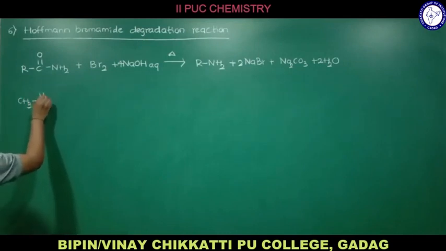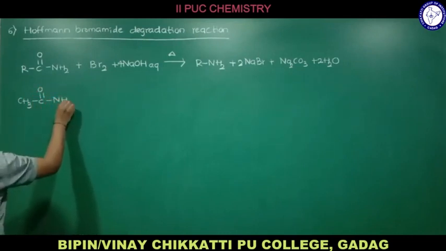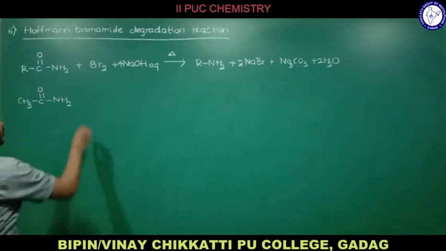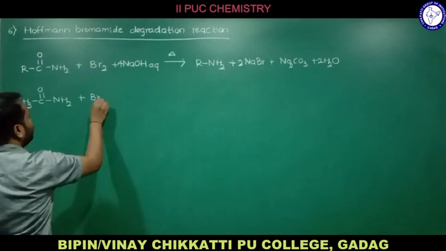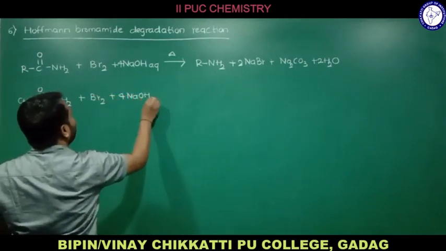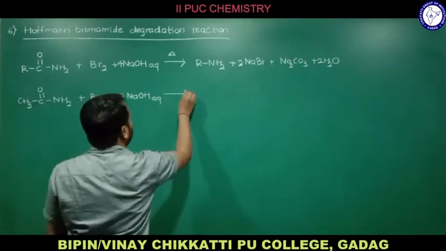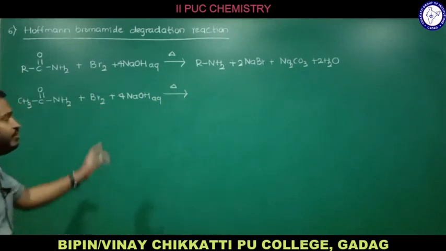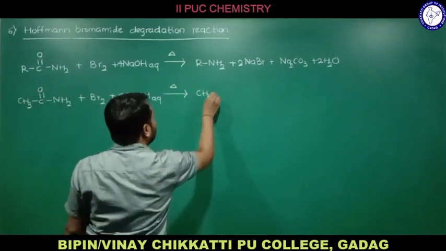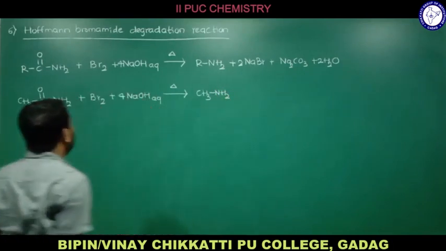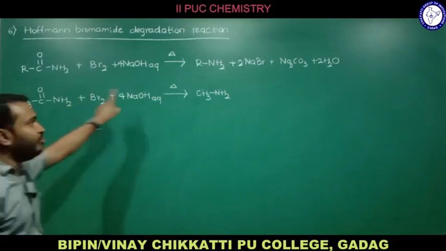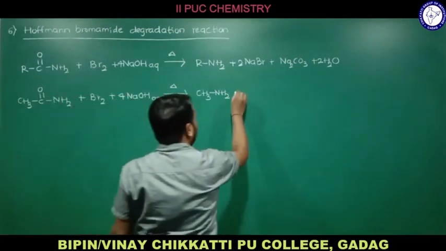CH3, C double bond O, NH2, and this is an amide. I hope you know the name, ethanamide, or you can say acetamide. When it is treated or heated with bromine in the presence of aqueous sodium hydroxide, what are we going to get? We are going to get the amine of that one. So here the product we are going to get is CH3NH2.